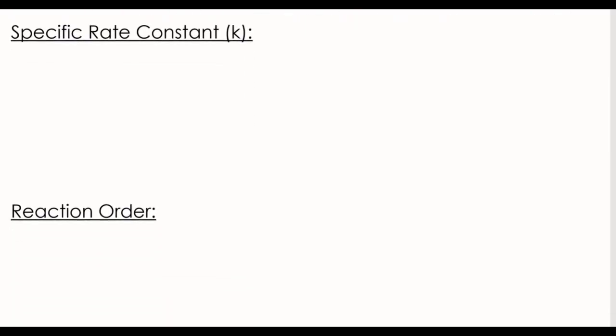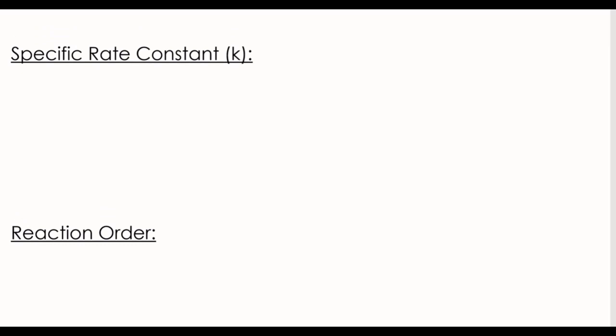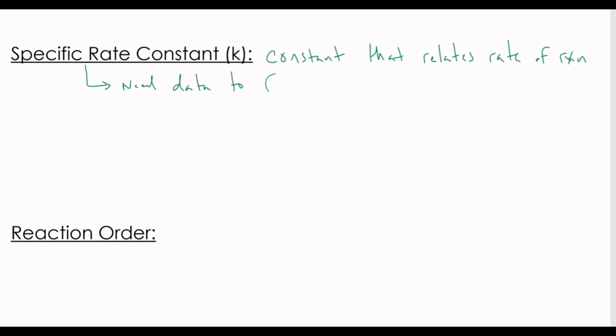All right. Then we also are going to have this specific rate constant in our equations, which is a lowercase k. This is the constant for rate laws that relates the rate of a reaction. In order to really get the k, you actually need data and to do it in the real world. We need to do experiments to get this kind of information.